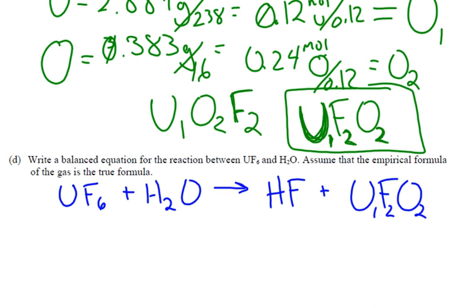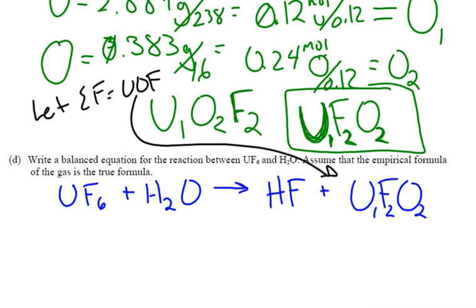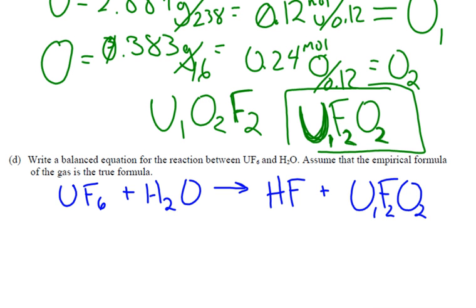If you didn't know how to do parts C and B, you can still get some easy points here by simply making believe. So you could have said, let the empirical formula equal UOF. And as long as you followed that through down here, you could still obtain these points. A good thing we're not doing that. We know what we're doing. But if you're ever desperate, good way to cheat.